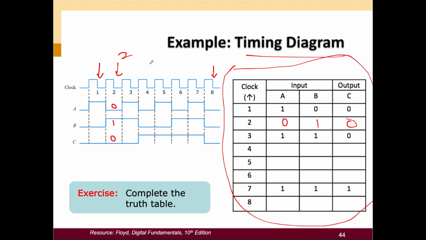And then I give you another example. Let's say at time 7. So I go to number 7. A, I get it as 1, and then B is 1, and C is also 1. It's all high. So 1, 1, 1. No answer is needed because it's already written here. So try to complete it at 4, 5, 6, and 8. It's quite simple.